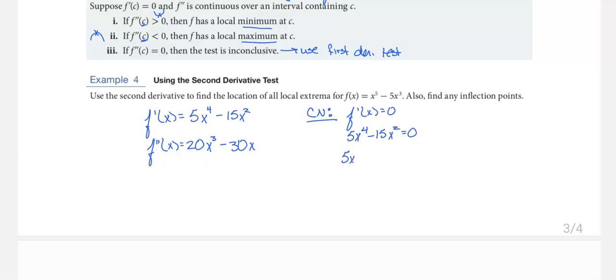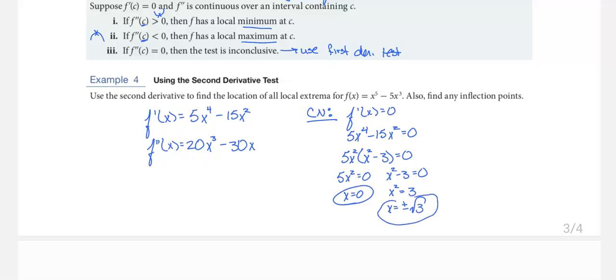We can factor out a 5x squared. That's going to leave us with x squared minus 3. And we're going to set each factor equal to 0. So we're going to get x equals 0 here, and we're going to get x equals plus and minus square root of 3 here. Okay, notice that first derivative is defined everywhere, and that's because it's a polynomial. So we don't have any places where the derivative is undefined.